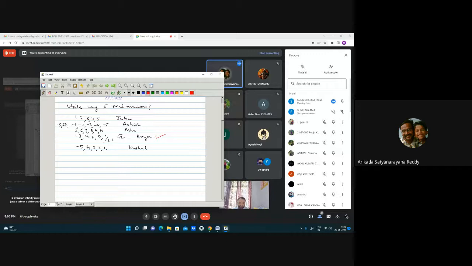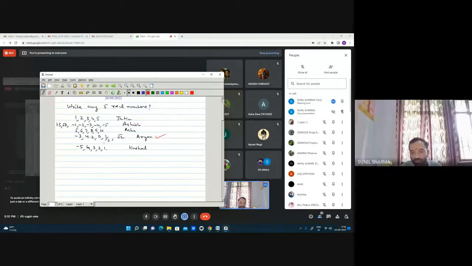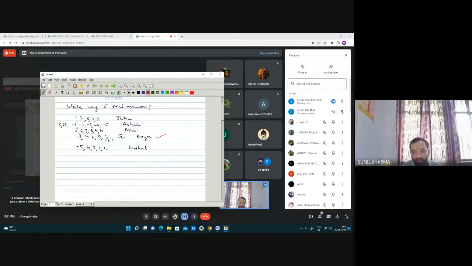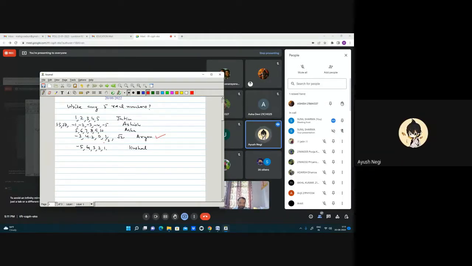-3 is there, so what is the difference between -3 and 4.2 or 1/2? Ayush, what is the difference between -3 and 4.2? Sir, -3 is an integer and 4.2 is a rational number. Okay, that is one difference. Can you give me another difference? Negative or positive, sir. Very good.